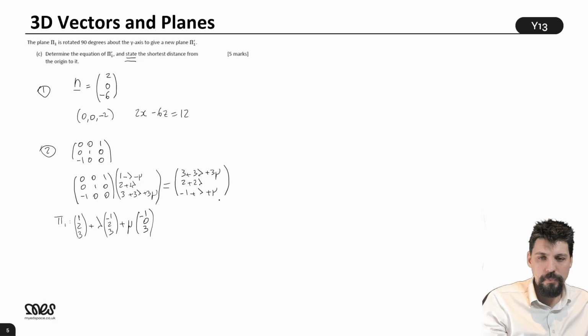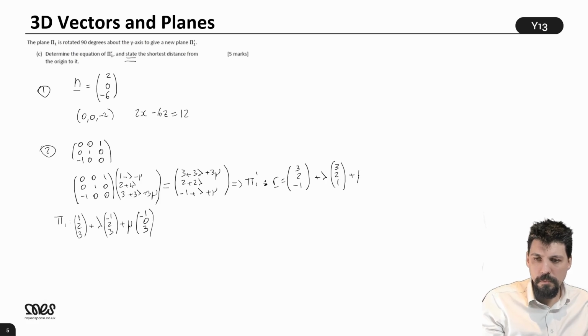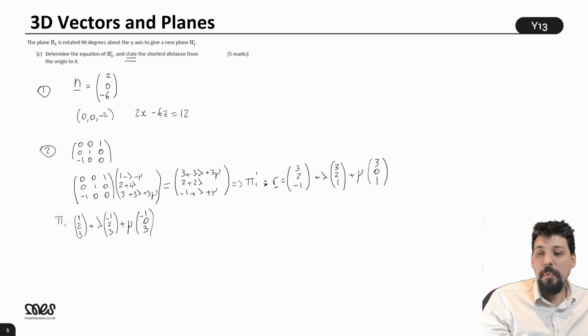There might be better ways to do this. Please do tell me. So this tells me that my new rotated plane, pi1 dashed, is r equals 3, 2, minus 1 plus lambda lots of 3, 2, 1 plus mu lots of 3, 0, 1. And we can get that back into the Cartesian equation of a plane, just like we did before.